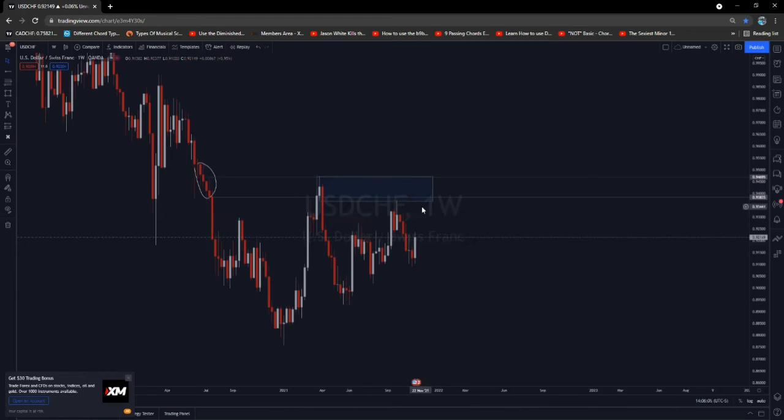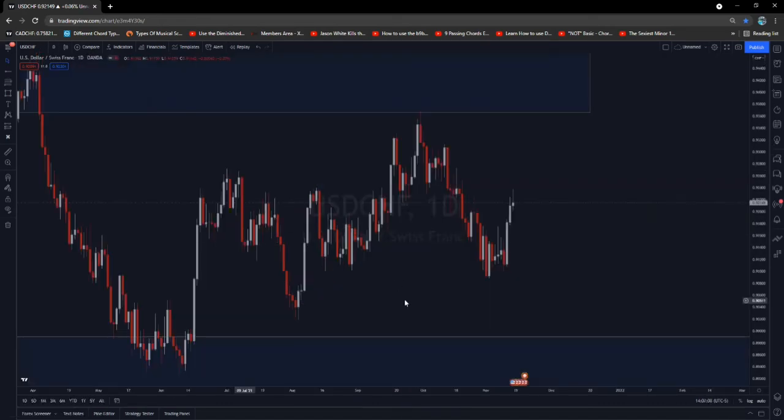So one thing about congested price action, and I'll repeat this, if price spends too much time on an area, it will eventually break it. That's the idea. We have this demand area over here. Let's go to a lower time frame.